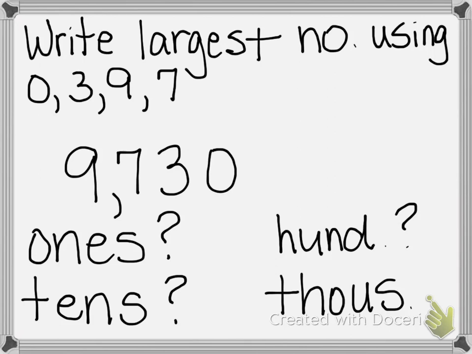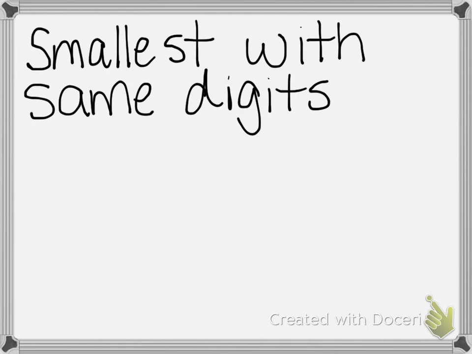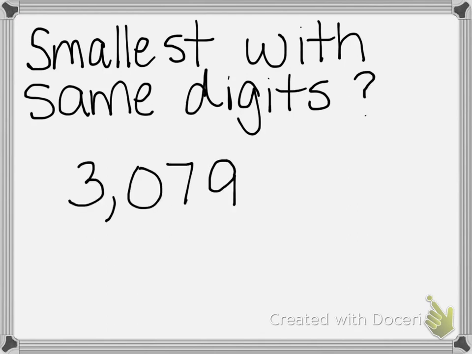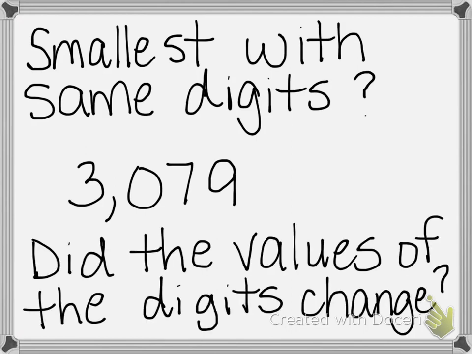Now, using those same digits, what is the smallest number that you can come up with, not starting with 0? Did you come up with 3,079? Good job. Okay, looking at those digits now, did the values of the digits change when we moved them from one place to another? If you answered yes, you would also be correct.